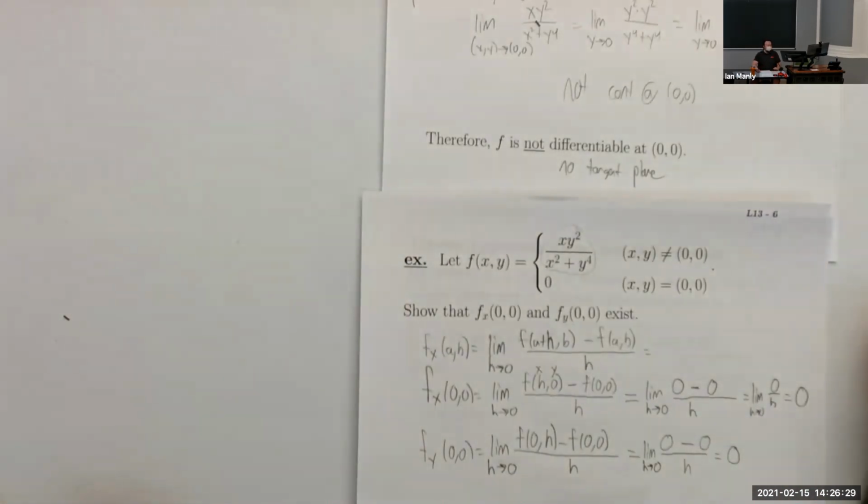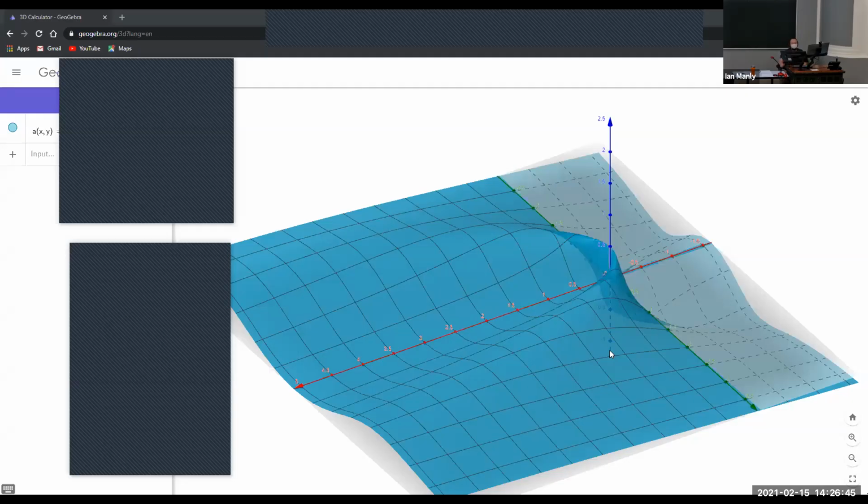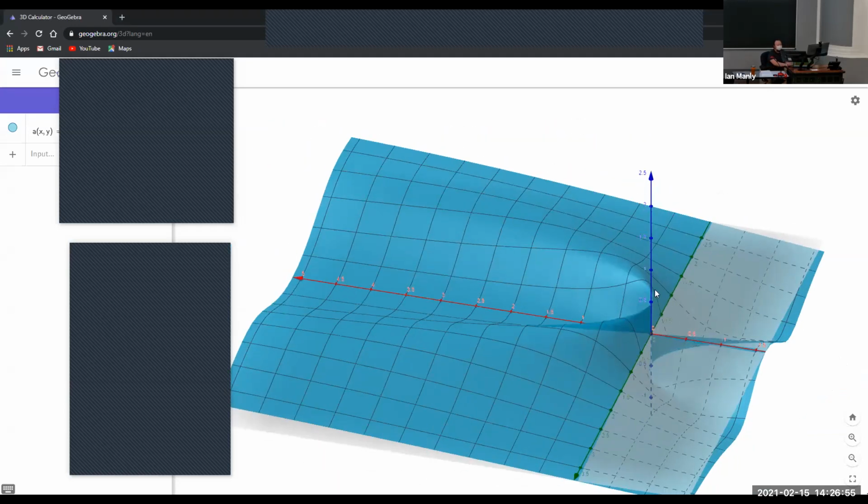So to illustrate this, I want to share with you this picture right here. For the Zoom people, just a moment. Okay, so can everyone see this now? This is the graph of the function that we just took a look at here. And you can see that there's some interesting stuff going on when we get close to 0. It's almost like it's kind of getting pinched together.